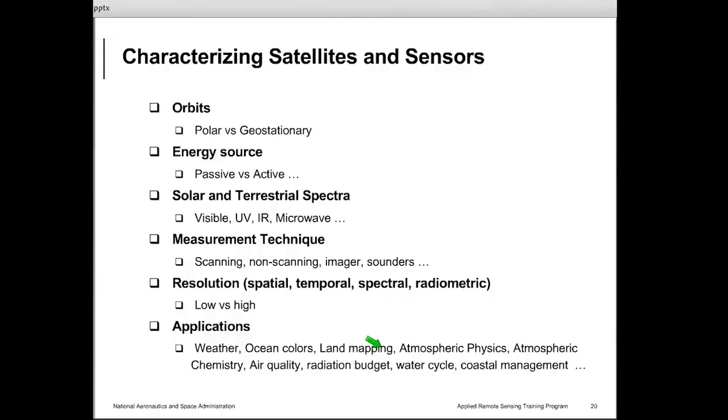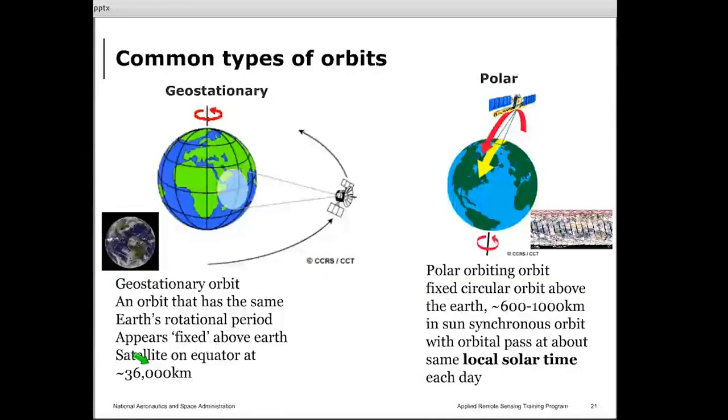An important thing is the resolution, and we'll talk about this. There are several different types of resolution which can also be used to characterize these instruments. And the last but most important is the application. You must have heard the terms weather satellite, land satellite, ocean satellite, atmospheric satellite, or radiation satellite. Depending on the purpose of a specific satellite mission, we can classify them based on the application. I'll discuss some of this in upcoming slides.